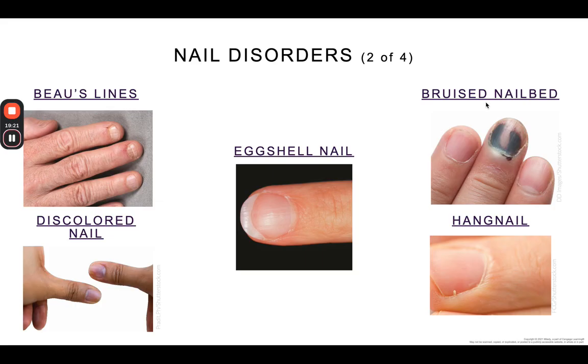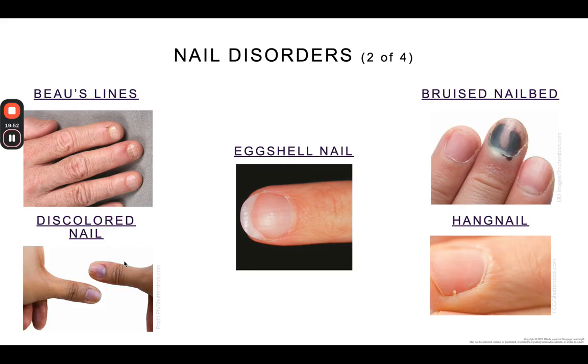Next, we have a bruised nail bed. As you can see in the picture, it's characterized by dark purplish spots, usually due to a small injury to the nail bed. This condition can usually be covered with nail polish or camouflaged with an opaque nail enhancement product. So a bruised nail is something that you can enhance in the nail salon.